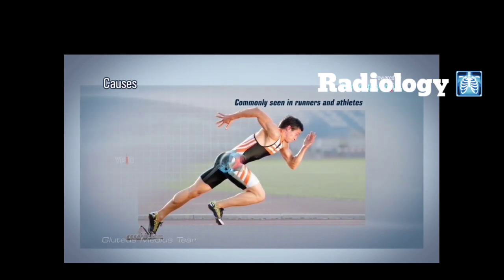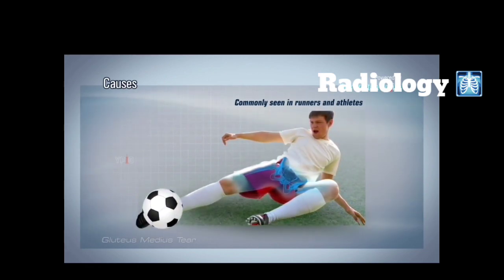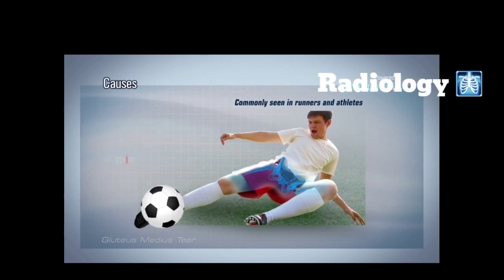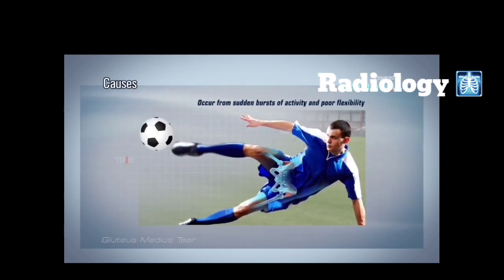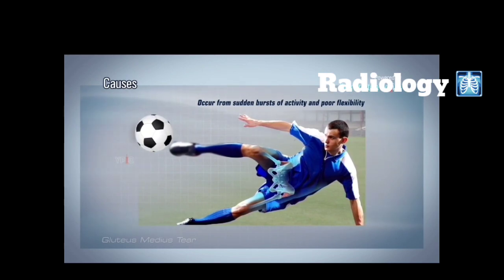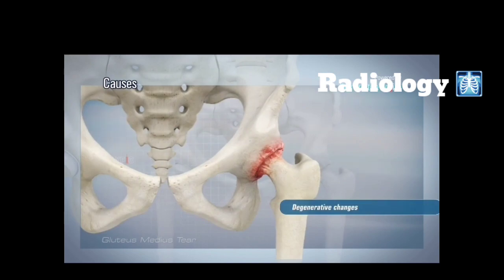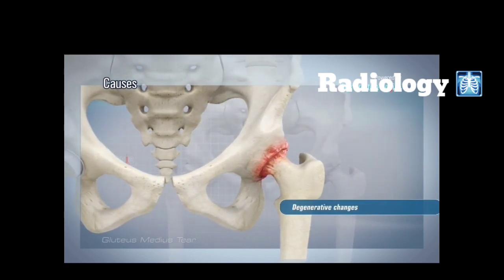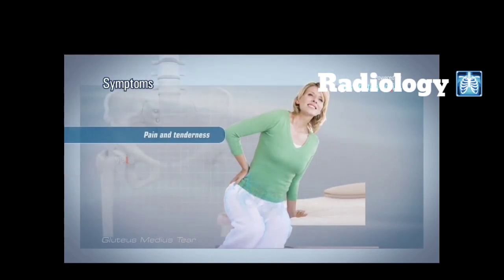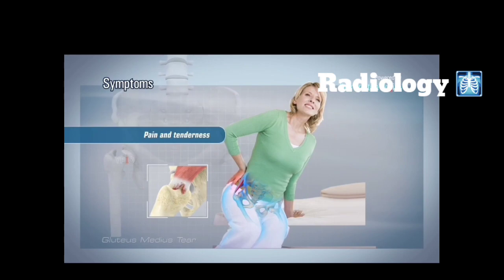Causes: The tear or rupture of the gluteus medius muscle is commonly seen in runners and athletes involved in high-impact sports such as soccer or basketball. It can occur from sudden bursts of activity and poor flexibility of the gluteus muscle. Any traumatic or overuse injury or degenerative changes can also lead to partial or complete tear of the gluteus muscle.